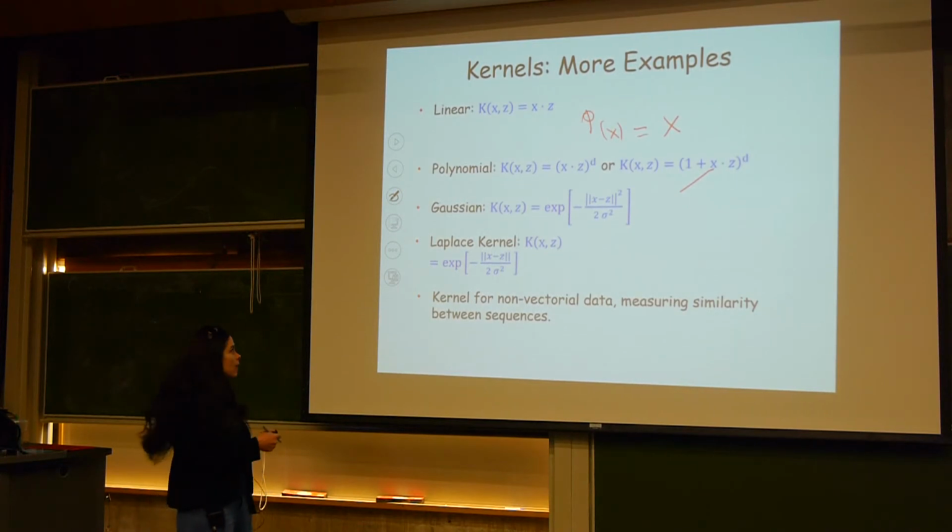Okay? But there is another widely used kernel in practice, which is called the Gaussian kernel, and the feature space is infinite. Okay, and it has this form: the kernel K of x, z is e to the minus norm of x minus z squared over 2 sigma squared.